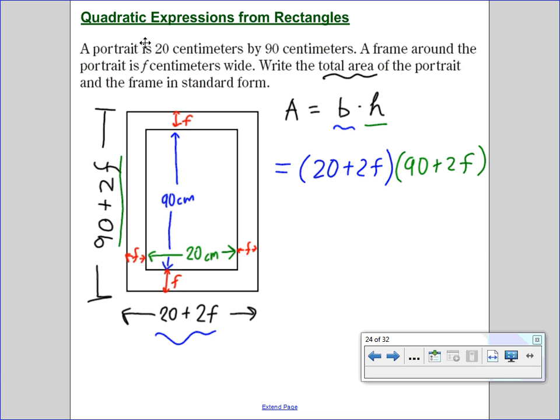We want standard form. So what are we going to do? You guessed it, FOIL. So go ahead and multiply out and combine like terms. You guys watch your signs. First, outer, inner, last. Combine like terms.